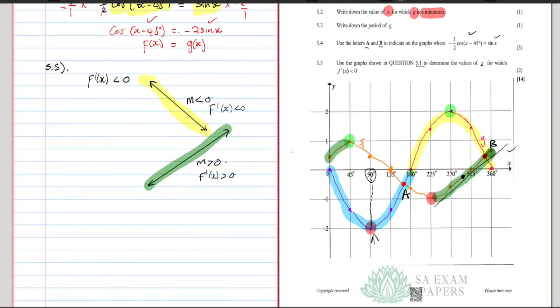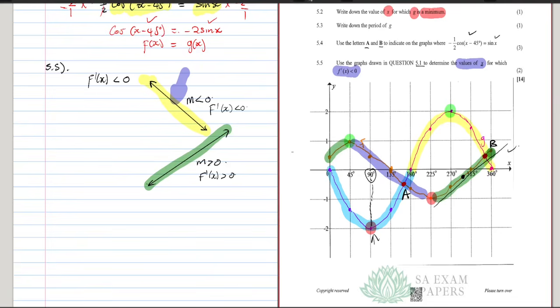However, for this part of the graph that I'm highlighting in purple, it's going to give us tangents that are slanted like that yellow line. So the gradient is going to be negative. So where does it start? We are looking for the x values for which this is true.